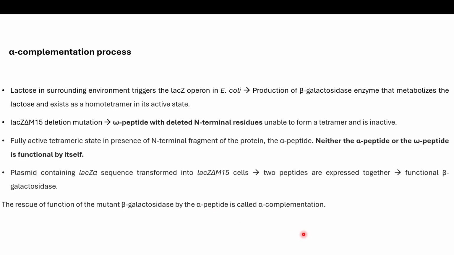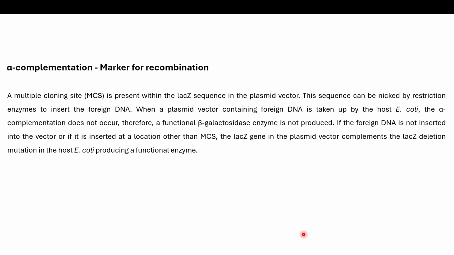Okay. Now, how is this alpha complementation process being used? It is used as a marker for recombination. What happens is a multiple cloning site is present within the LacZ sequence in the plasmid vector. Now, this sequence can be nicked by restriction enzymes to insert the foreign DNA. When a plasmid vector containing foreign DNA is taken up by the host E. coli, the alpha complementation does not occur. Therefore, a functional beta galactosidase enzyme is not produced.